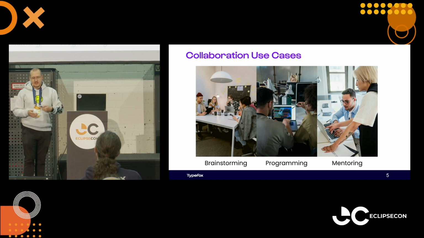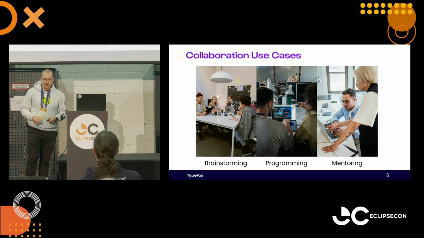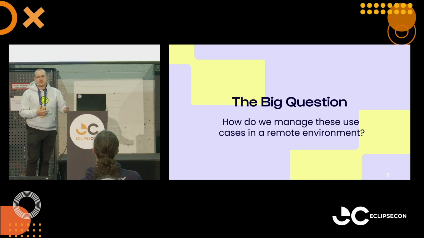And so getting all of that into a remote environment can be kind of difficult, especially when it comes to stuff like pair programming. Everyone probably, if you're working in some sort of collaborative remote environment, has to deal with people misunderstanding what you just said, or not using the right button that you just meant to click, or whatever. And so it can be fairly frustrating to work together remotely. And so the big question is, how do we manage these use cases that I just outlined in a remote environment?